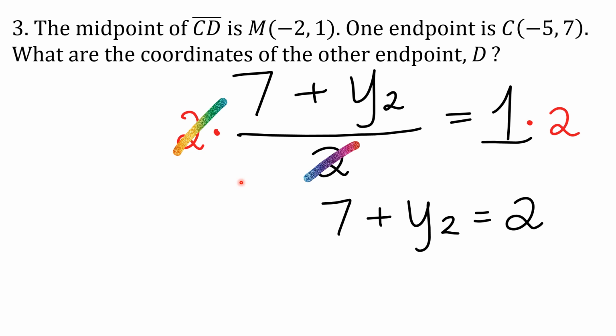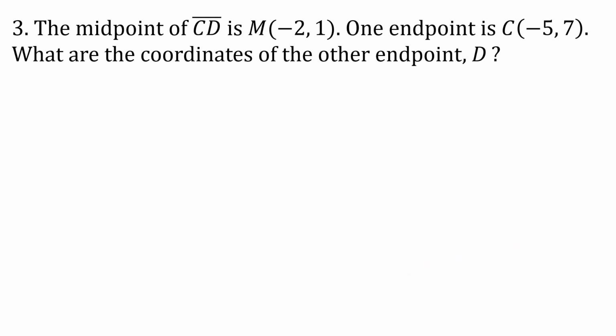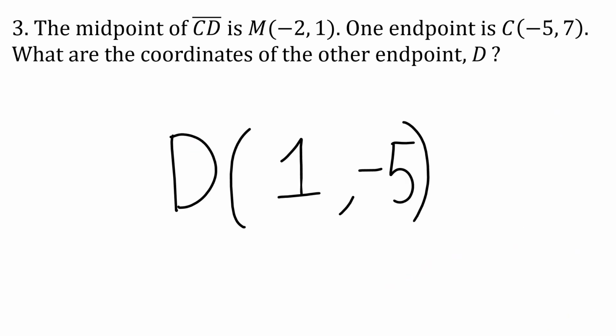Now we are going to subtract 7 from both sides to get y2 by itself. So if you subtract 7 from both sides, 2 minus 7 is -5. And there's our y-coordinate. So we just put those two pieces together, our x-coordinate and our y-coordinate, and then we have the coordinates of the other endpoint. All right, so the coordinates of the other endpoint: 1 comma -5.